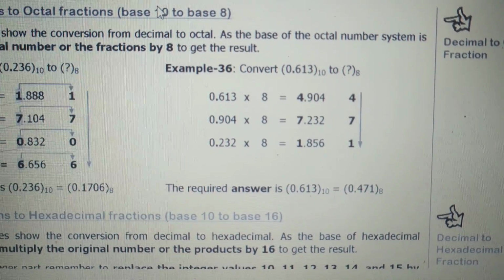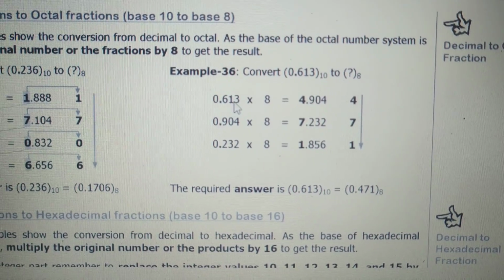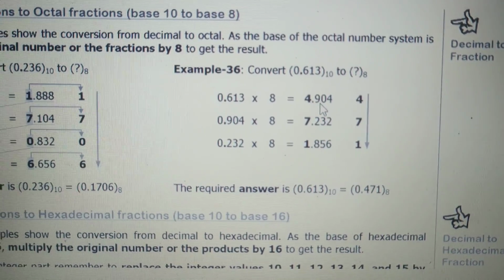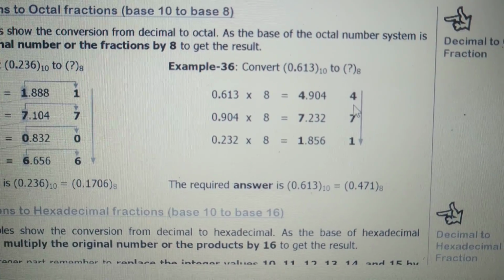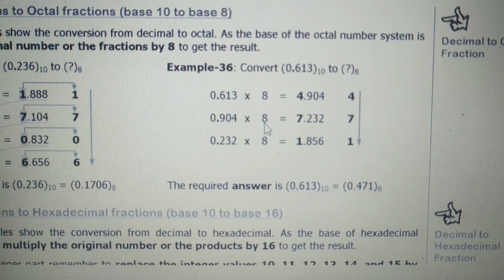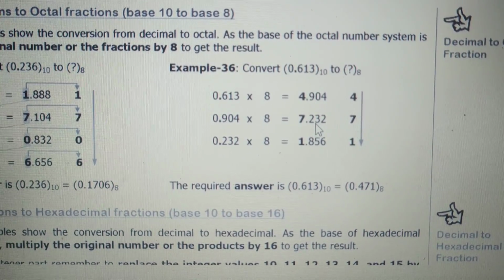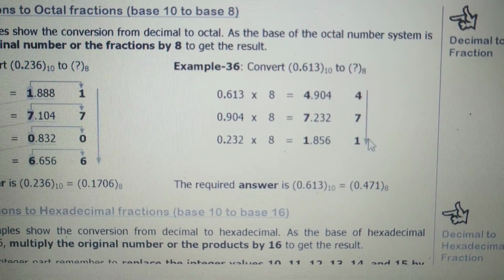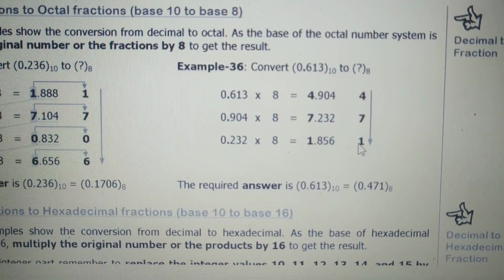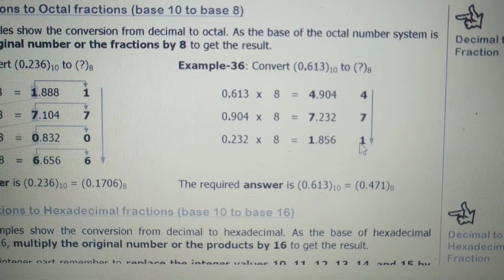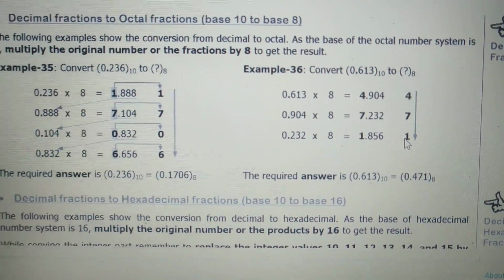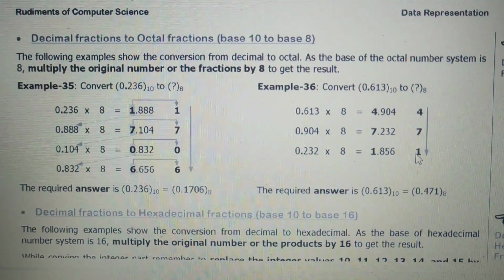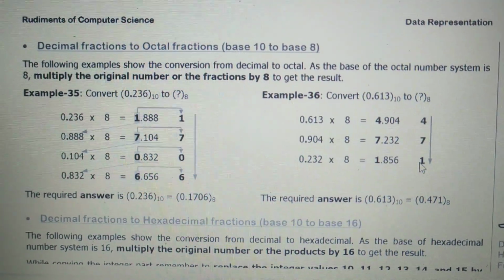0.613, we have to convert it into base 8. So if you multiply 0.613 by 8, the answer is 4.904. So the 4 I kept aside and 0.94 again we multiplied with the 8 value. So what we are getting is 7.232. 7 we kept aside, again 0.23 we multiply with 8. We get 8.56 and 1 I kept aside. Again we can go forward with the multiplication. In this way we can keep moving, but up to 4 or 6 decimal places you will check, and then you can stop if 0 is not coming.